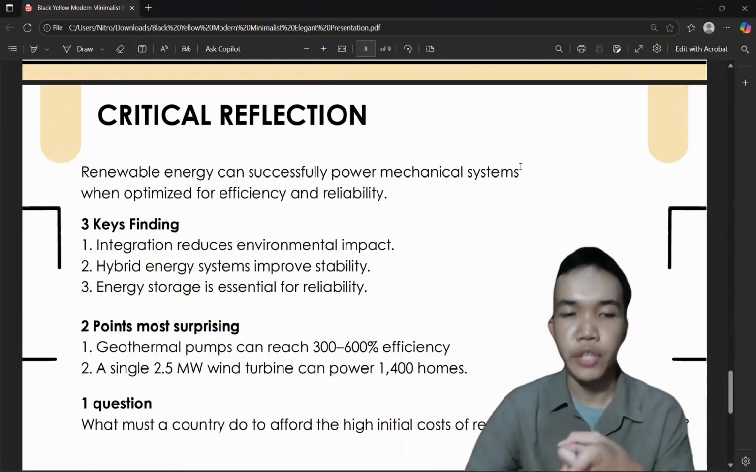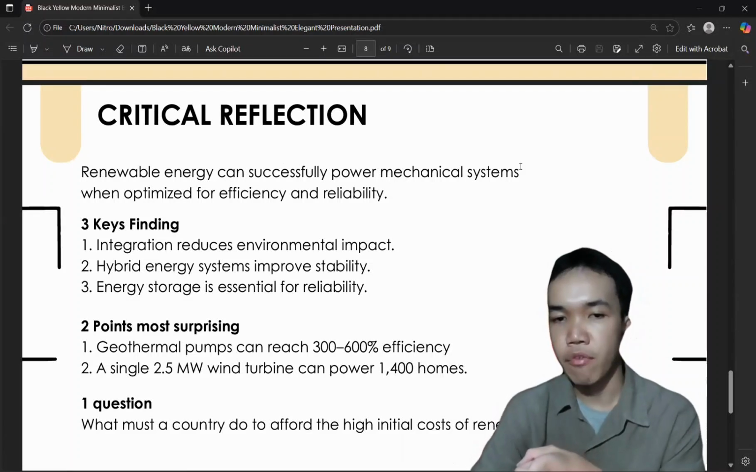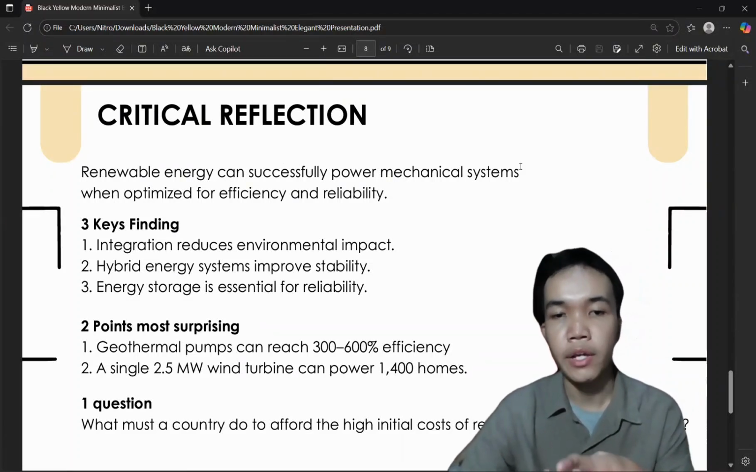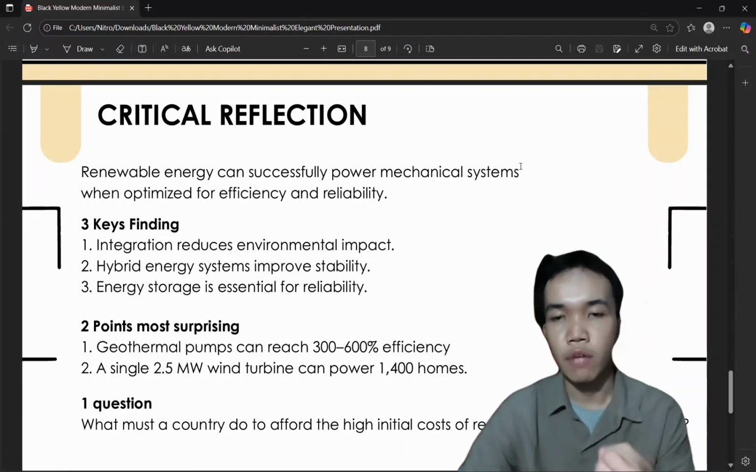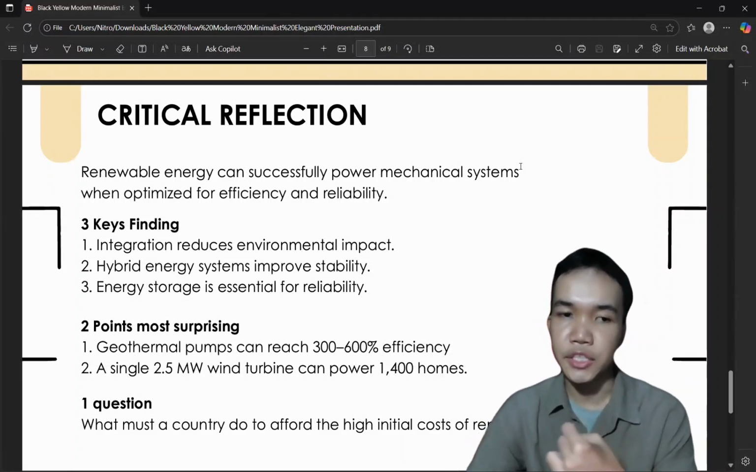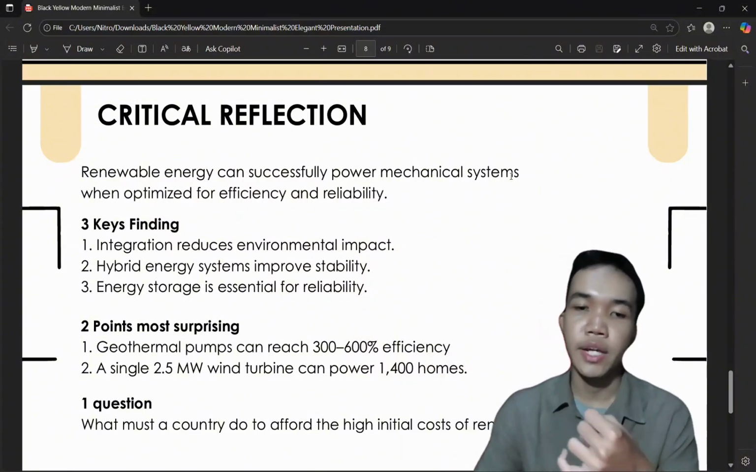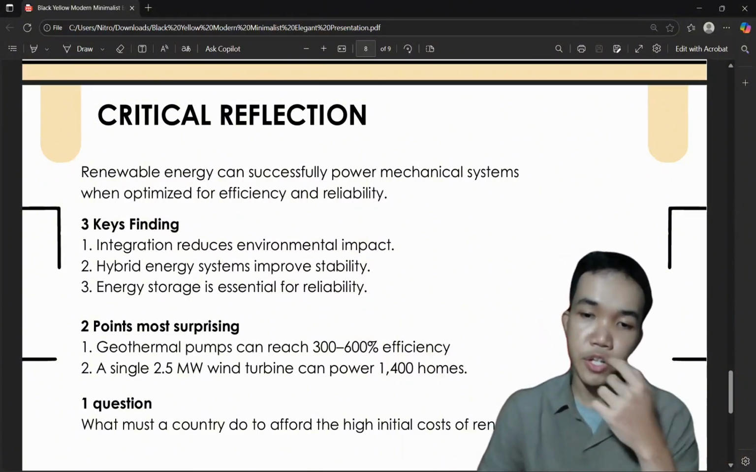One, geothermal pumps can reach 300 to 600% efficiency. Two, a single 2.5 megawatt wind turbine can power 1,400 homes. And last, one question after reading the article is, what must a country do to afford the high initial cost of renewable energy integration?